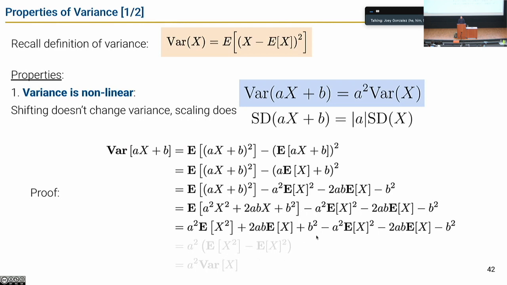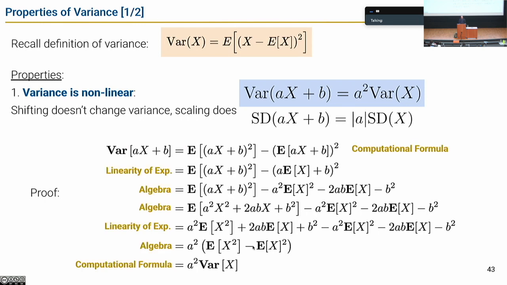What's left? So then we have left a squared E of x squared minus a squared, the square of the expectation of x, which is this term right here. And this is a squared times the variance. This is the definition of variance of x. So this gives you, again, this property that the variance of ax plus b is a squared times the variance of x.